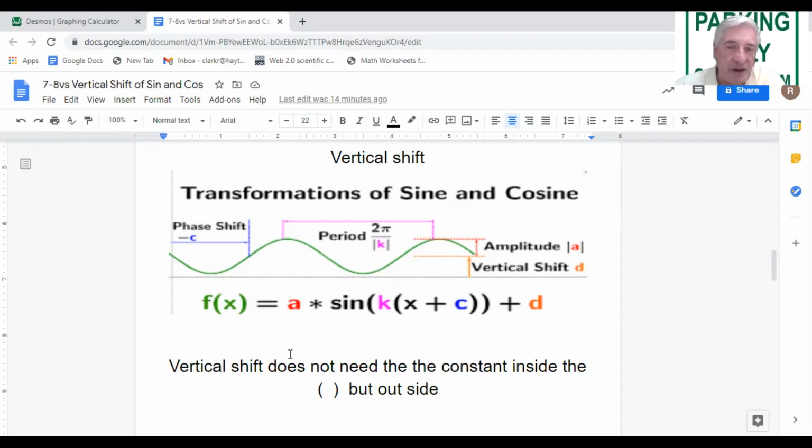Then you can have the phase shift. C is phase shift. You add it to X in the parentheses, and that will shift your graph sideways. Then we have the vertical shift, which is D. You put that outside the parentheses and add it to X, and it moves your graph up or down vertically, up and down the Y-axis. Sometimes you'll see 2 of these, sometimes you'll see 3 of these. Seldom will you see all 4 at once, but you need to be able to recognize each of them and define each of them. And that's what you need to know about the transformations of sine and cosine.